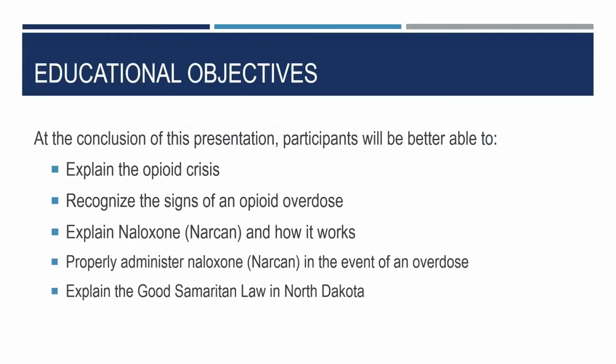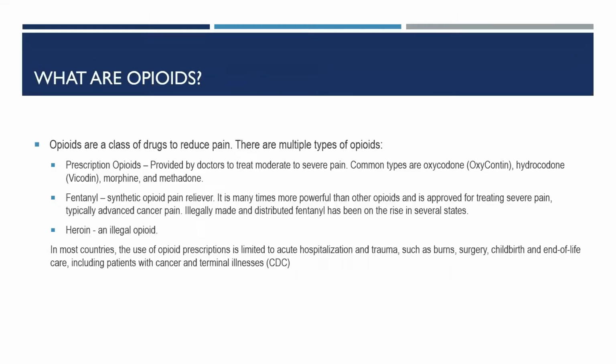In this course, by the end of the presentation, you should be able to better explain the opioid crisis, recognize the signs of an opioid overdose, explain naloxone and how it works, properly administer naloxone in the event of an overdose, and explain the Good Samaritan law in North Dakota. And if you stay to the end of the presentation, you can learn how to get your own free kit of naloxone as well. So what are opioids?